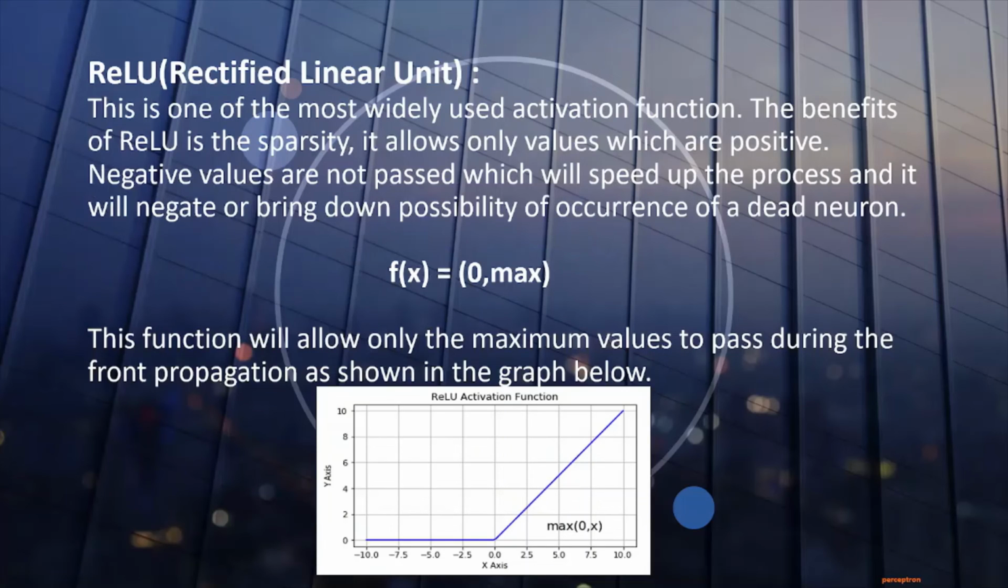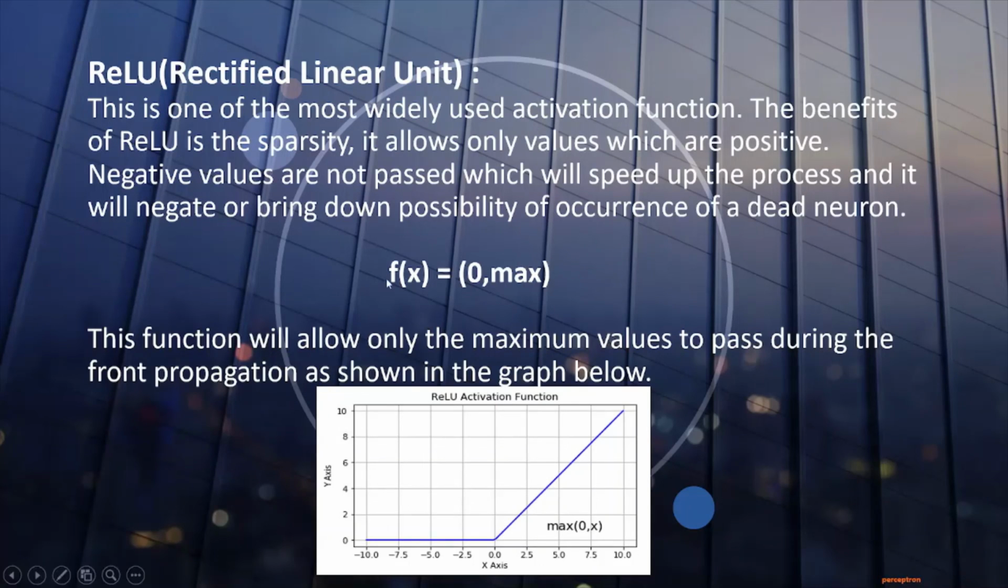Next is the rectified linear unit. This is one of the most widely used activation functions. The benefit of ReLU is the sparsity. It allows only values which are positive. Negative values are not passed, which will speed up the process and bring down the possibility of occurrence of a dead neuron.